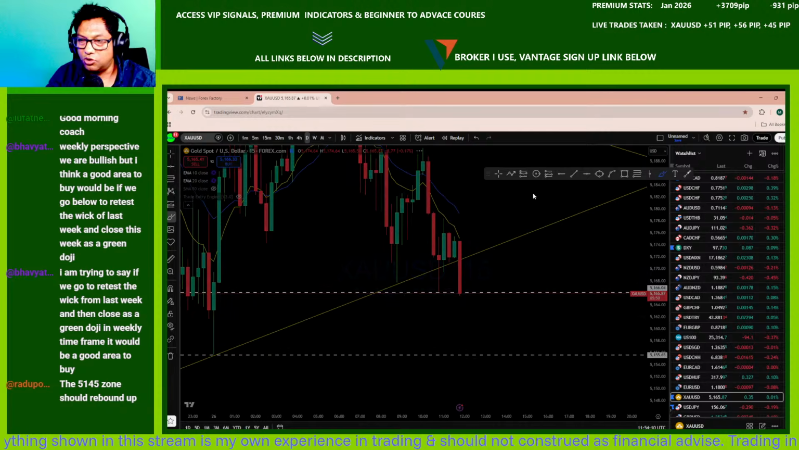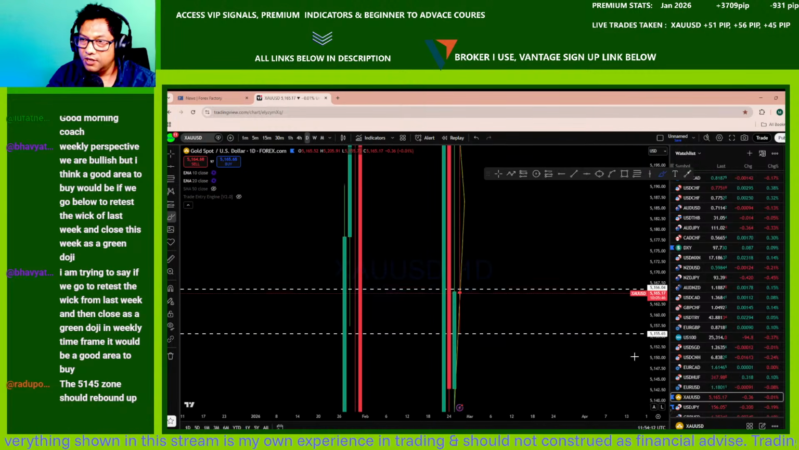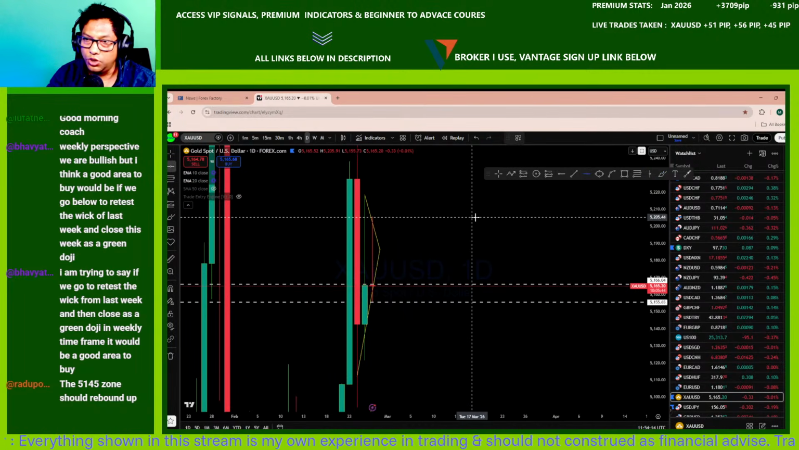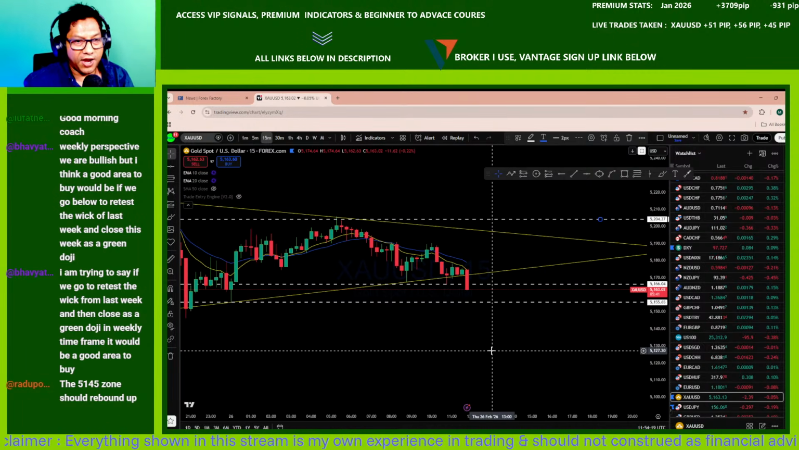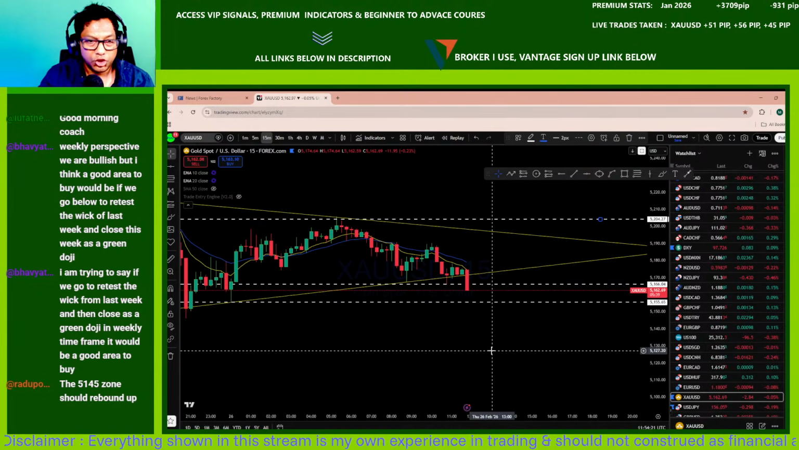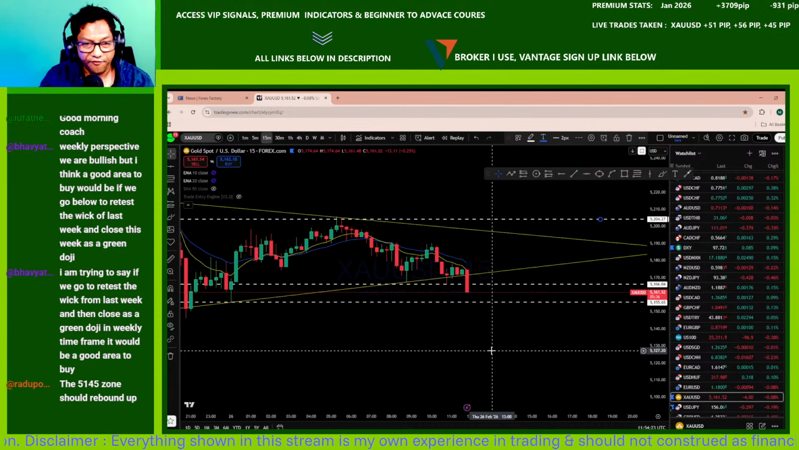And the price just crossed the daily low, and the daily high is here. So we are looking at, like yesterday, exactly the same strategy we applied the previous day as well. Should rebound up 5145.